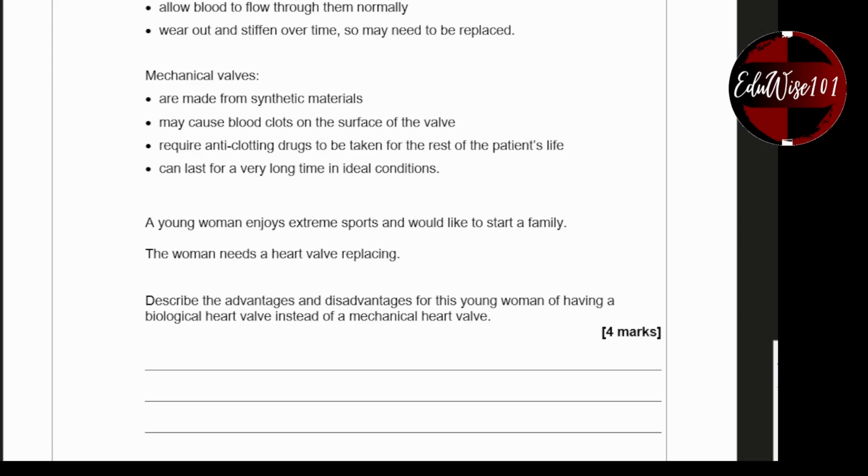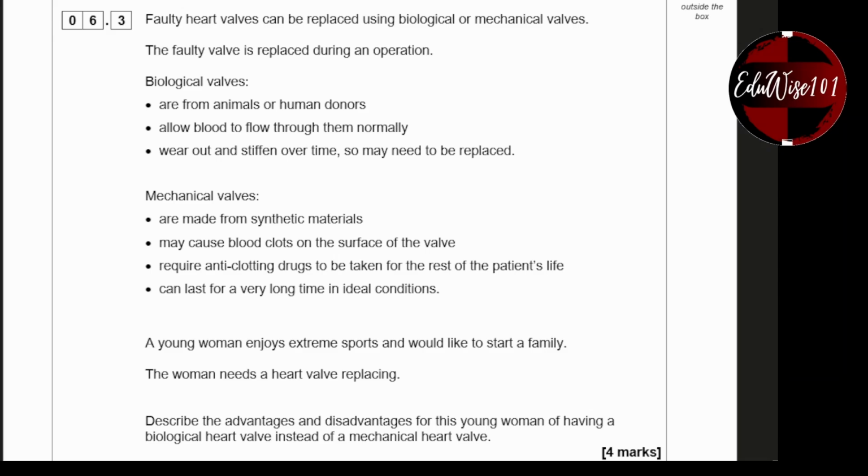A young woman enjoys extreme sports and would like to start a family. The woman needs a heart valve replacing. Describe the advantages and disadvantages for this young woman of having a biological heart valve instead of a mechanical heart valve. So, what is the advantage of having a biological heart valve rather than a mechanical one? Let's see. Having blood clots, that's a disadvantage there, and requiring anti-clotting drugs is also a disadvantage. And this is actually a disadvantage here, and it is for 4 marks.